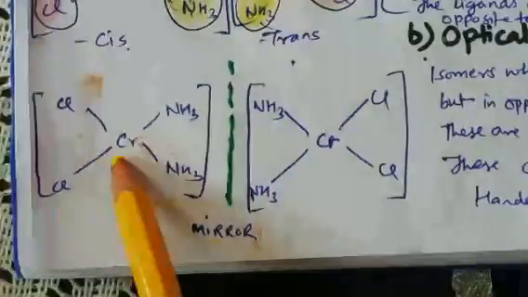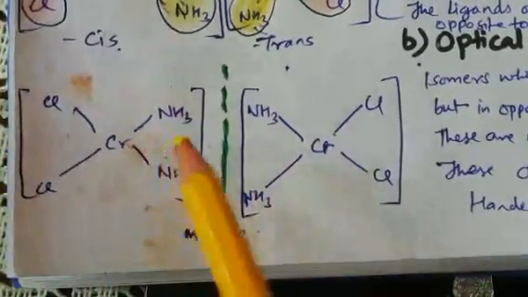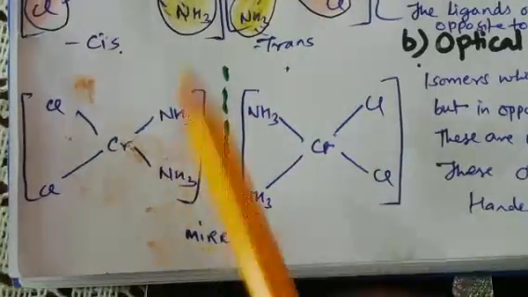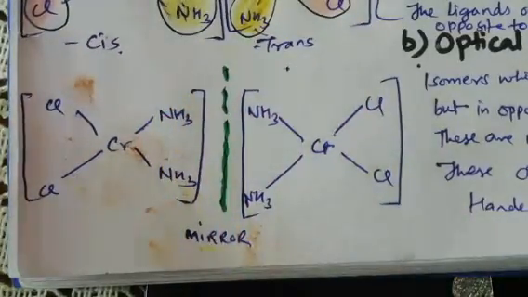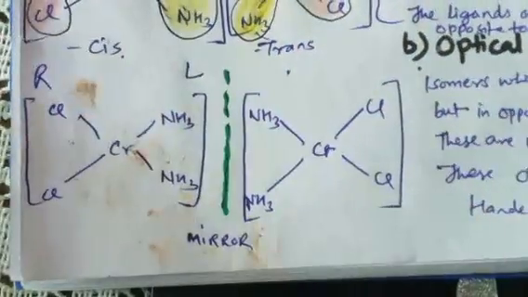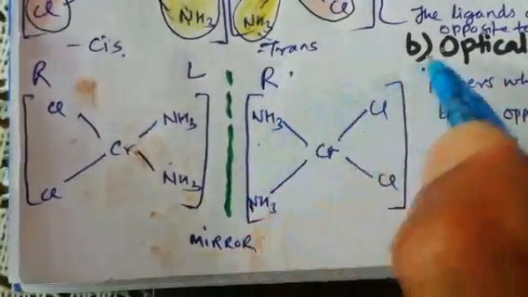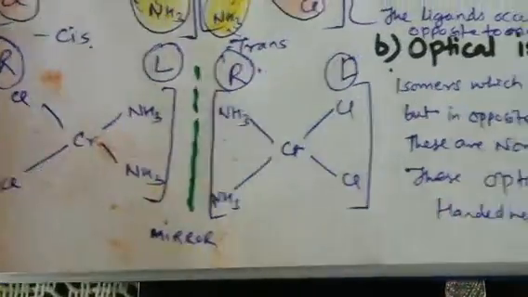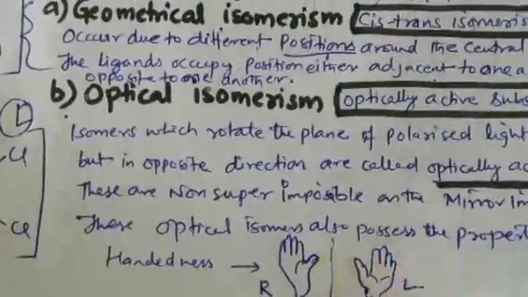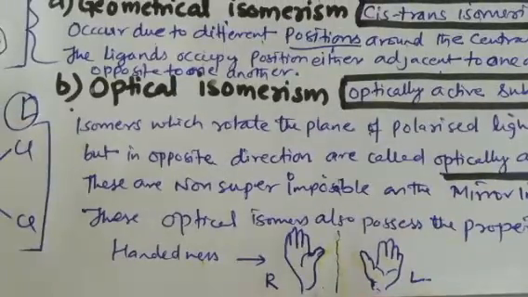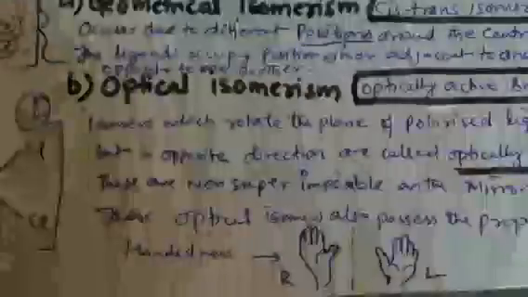The same example I took, chromium. Now here is trans, sorry, cis NH3 NH3 Cl. When we see inside the mirror, where this side NH3 is toward the left side, this side chlorine is toward the right side. But when we see inside the mirror, the amine will be toward the right side and the chlorine will be toward the left side. So this kind of image is called an optical image. So this is giving us dextro and levo types also.